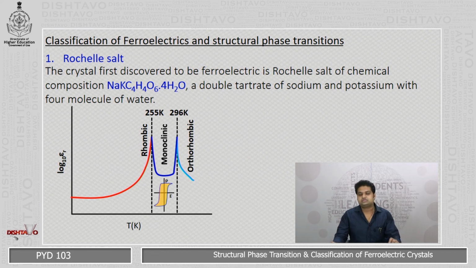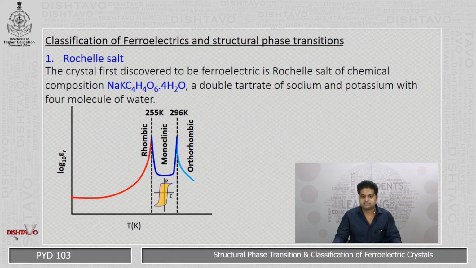Okay, and Rochelle salt is one of those very few materials which has two phase transition temperatures, one at 296 and one at 255. And in between that, there is a monoclinic phase. Recollect from your chapter 1 what a monoclinic phase is. In this monoclinic phase, it shows ferroelectricity.